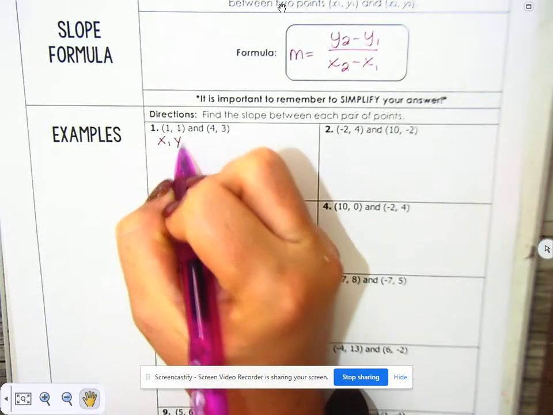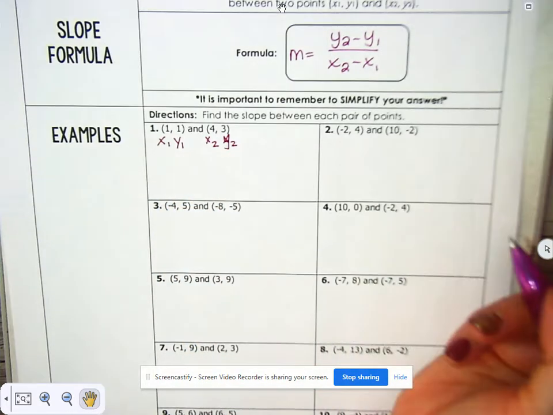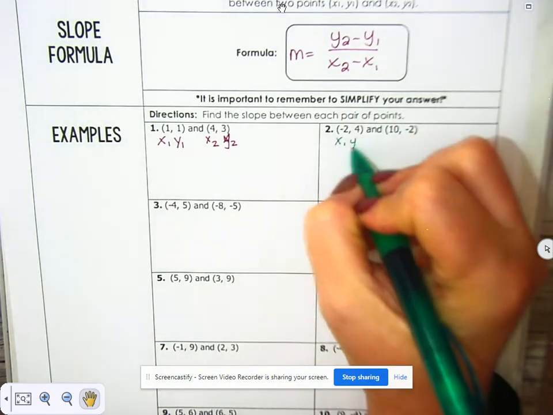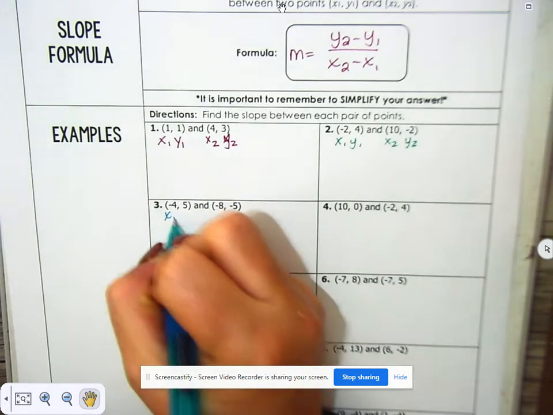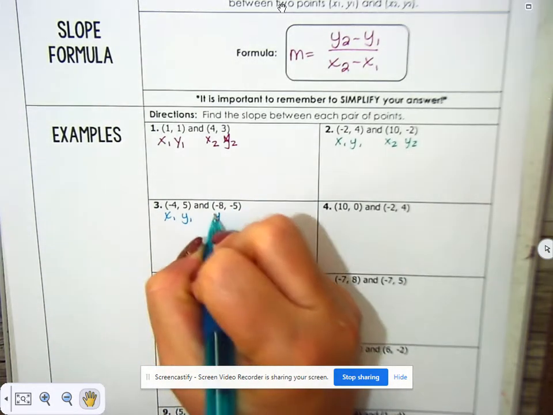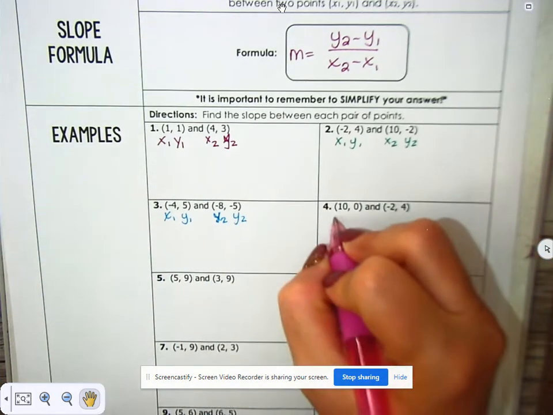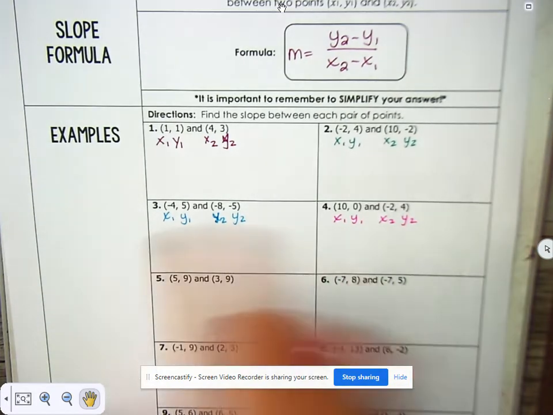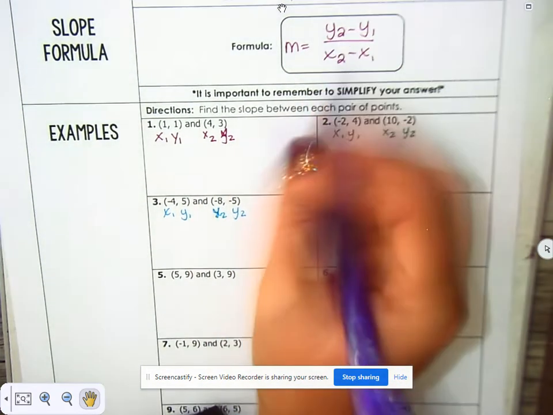The first one is your x1, y1, x2, y2. If you need to label every single one of them, go through and label every single one of them. X1, y1, x2, y2. Every single one of them if you need to. I don't need to do that for everyone because eventually we should know what we're doing. But you can label every single one and then you're just plugging into your formula. All right, so let's start with the first one.